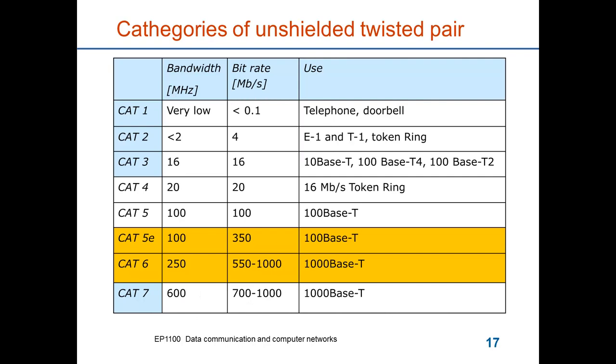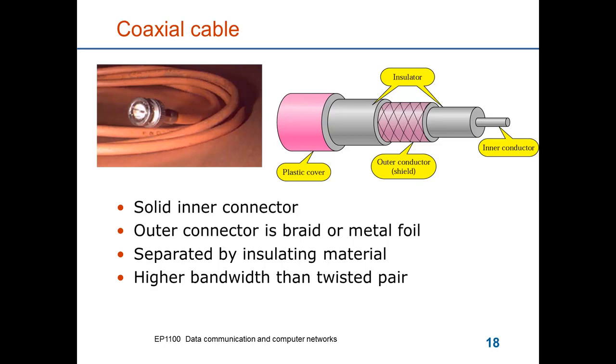Here's a table of different categories of unshielded twisted pair cables. The most common today is the 5E and the 6 categories, which are used for local area networks and can support bit rates up to a gigabit per second. Coaxial cable has a different construction. It has an inner conductor, an insulator, an outer conductor, an insulator, and then a plastic cover. And it has a higher bandwidth than twisted pair cable.